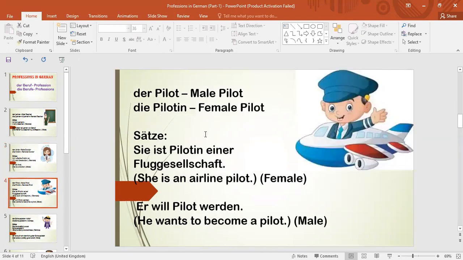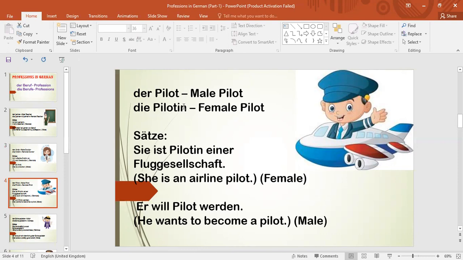Okay. Move to the next profession we have, that is pilot. The male pilot is called der Pilot. The spelling is the same but the pronunciation is a bit different. So der Pilot is a male pilot, and a female pilot is called die Pilotin.